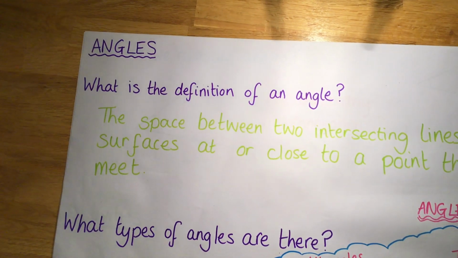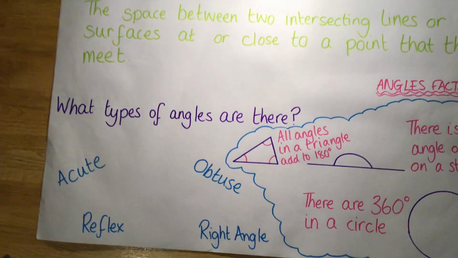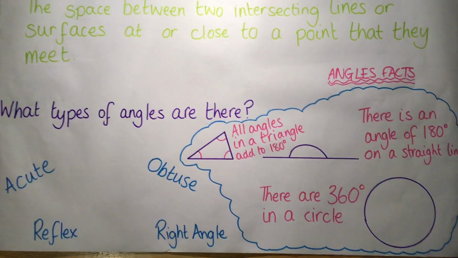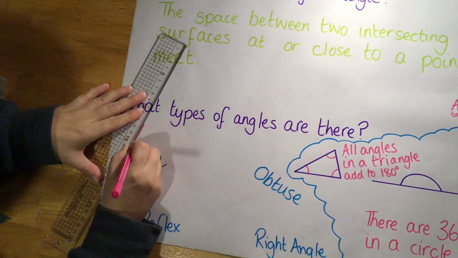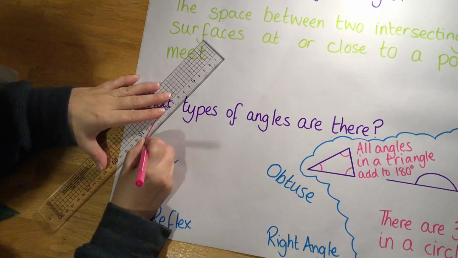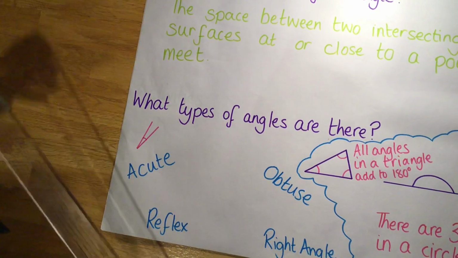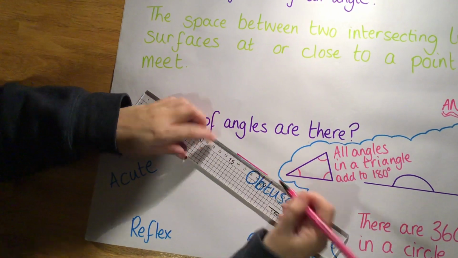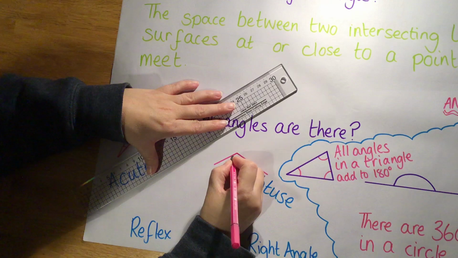So what types of angles are there? We have acute, obtuse, reflex and right angle. An acute angle is an angle that is less than 90 degrees when measured with a protractor. An obtuse angle is an angle that is above 90 degrees when measured with a protractor.